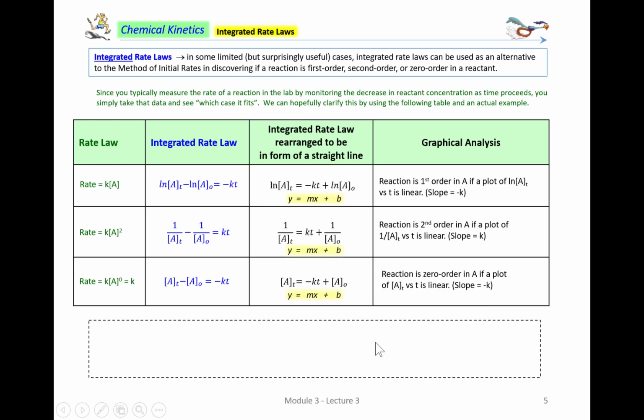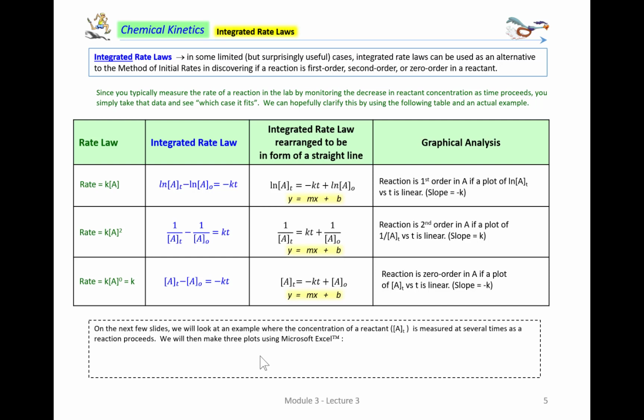So on the next few slides, we will look at an example where the concentration of a reactant is measured at several times as a reaction proceeds. We're then going to make 3 graphs or plots in Microsoft Excel. Plot number 1 will be the natural log of A at t versus time. That's the first order plot, because we're testing to see if the reaction's first order.